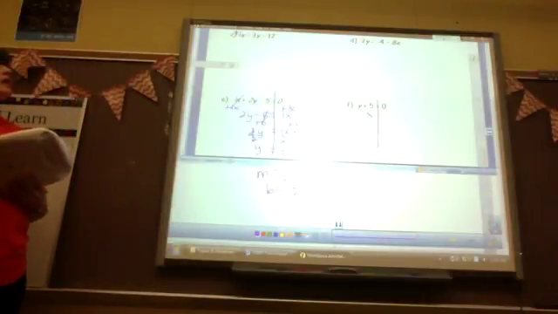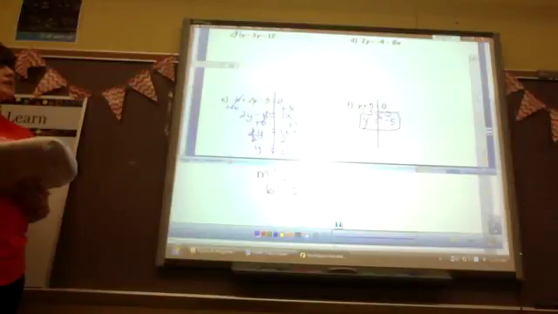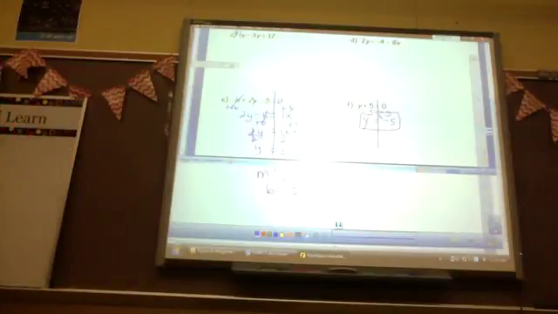But first you gotta get rid of your 5. Let's solve for y by getting rid of our 5. So I'm going to subtract 5. And what is 0 minus 5? Negative 5. And y is by itself. This is a special situation. The reason it's special is because the slope is 0.